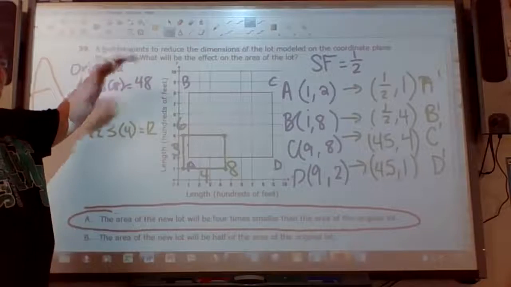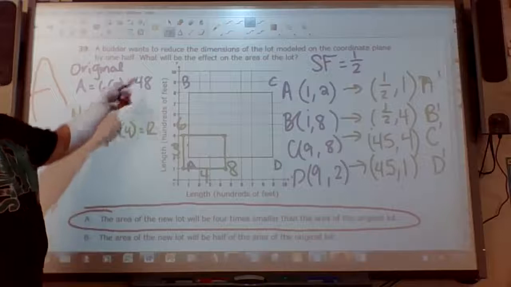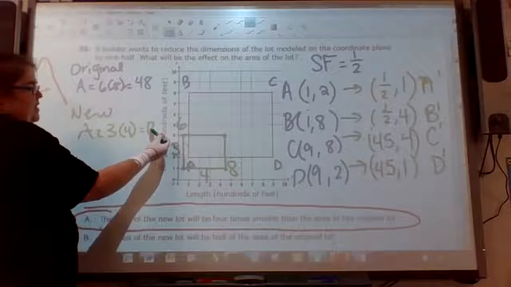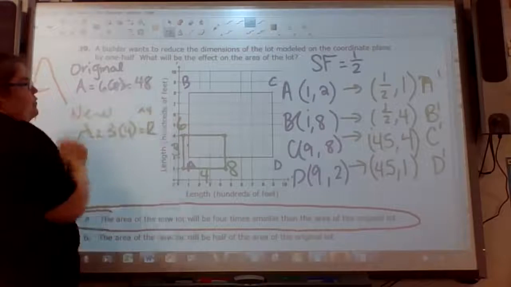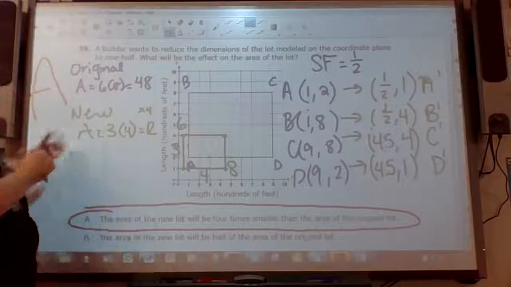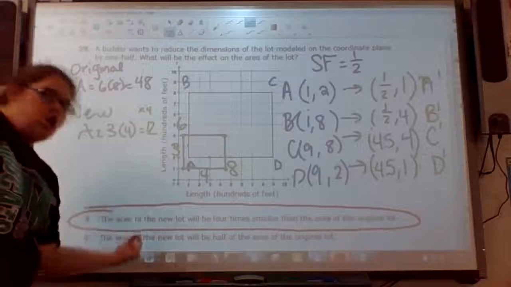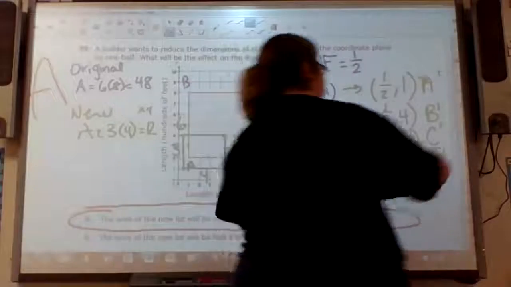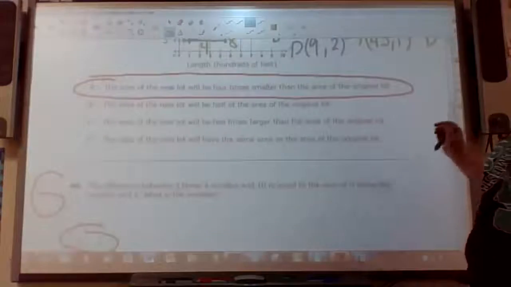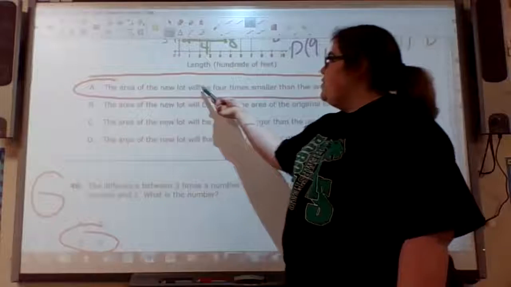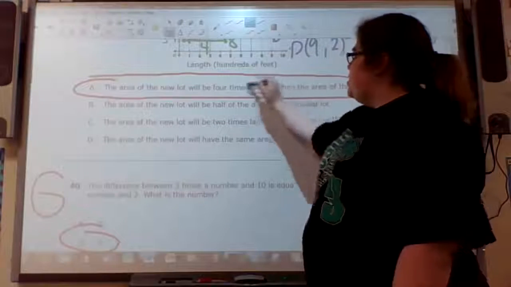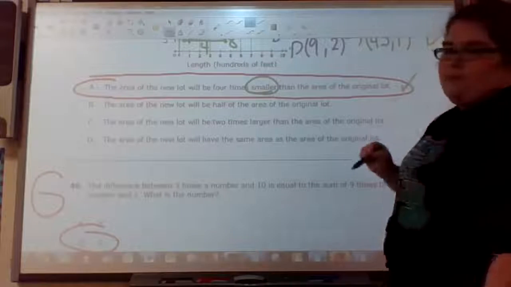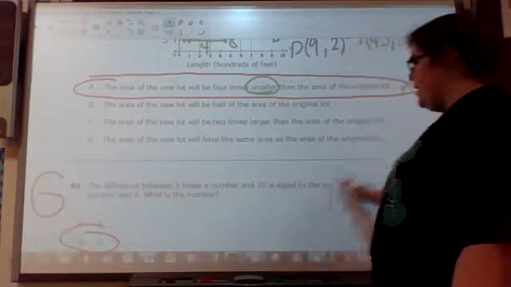So how did I go from 48 to 12? I know if I take 12 and I multiply by 4, I get 48. So that means I'm going 4 times smaller. And so when I'm looking at my descriptions, I know I'm going to go smaller by 4 times. The area of the new lot will be 4 times smaller than the area of the original lot. Okay. And next problem.